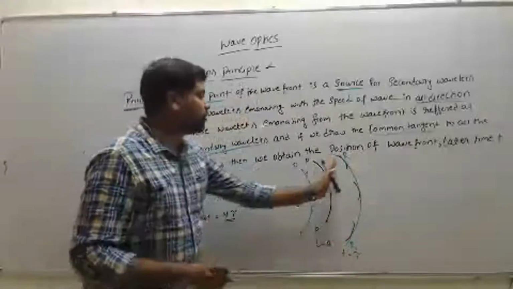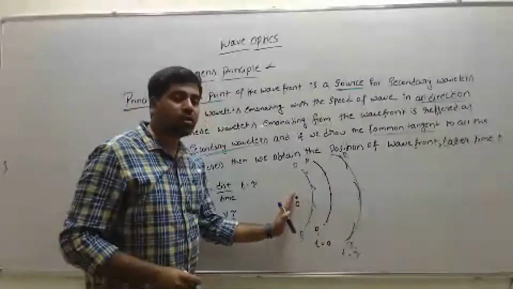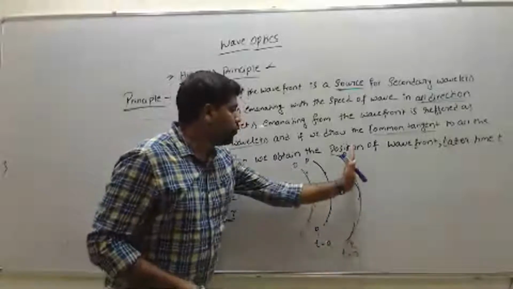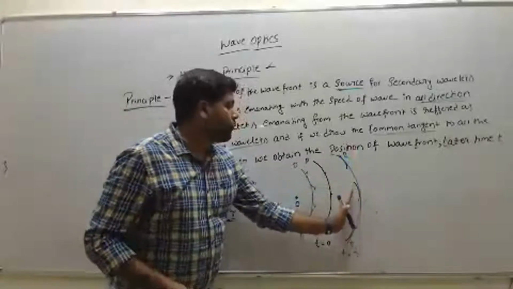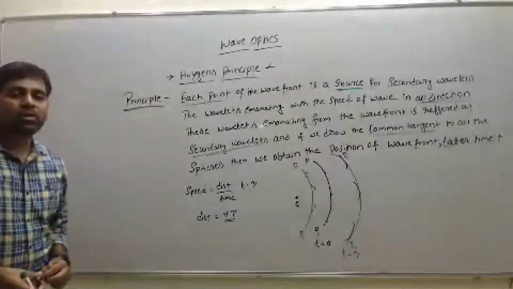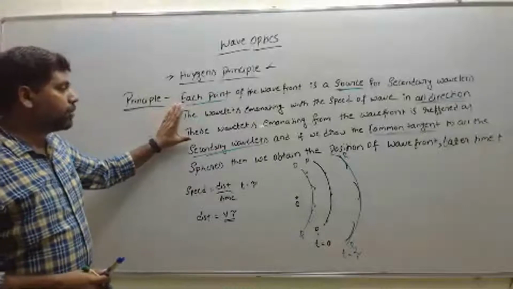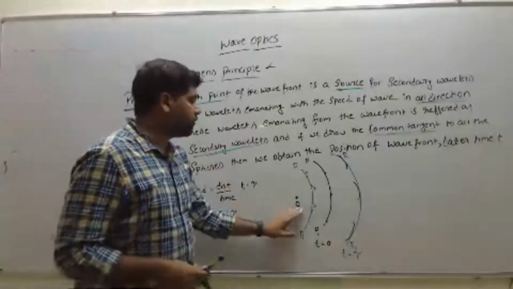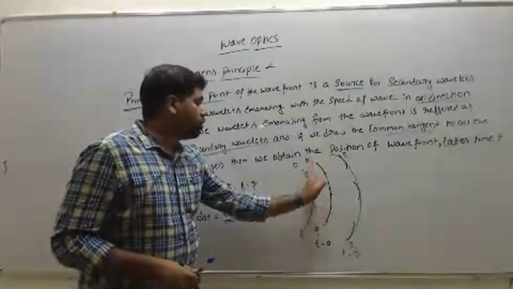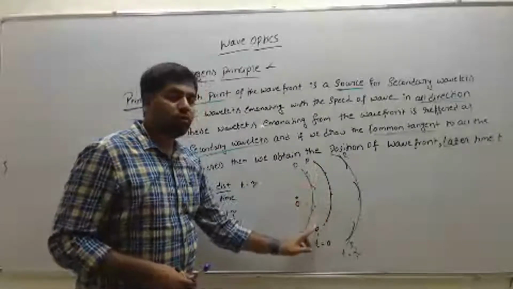So this wavefront is also the spherical wavefront for the center O. In this way, we get the position of the secondary wavefront after time t, or after time tau. So from the principle, first we are considering the source. From the source, we have a known wavefront, that is P1.